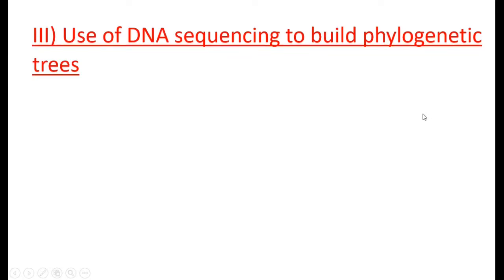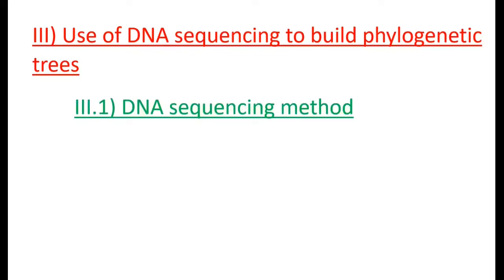The only difference is that instead of looking at characteristics such as bones, anatomy, we're going to have a look at molecular characteristics. And for example, that's the one we will start off with. We're going to look at DNA sequences. That is why part number three, use of DNA sequencing to build phylogenetic trees. And the first thing we're going to look at is DNA sequencing methods.